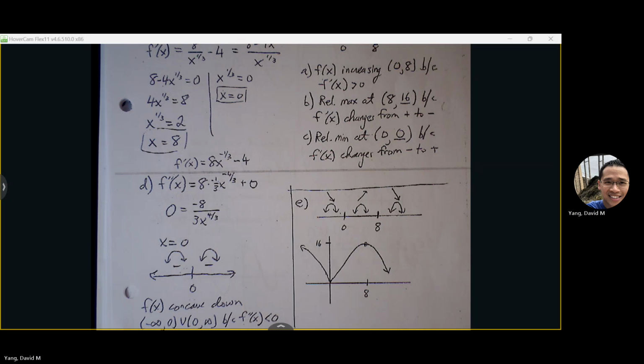So 0 is the only critical point. If I test both sides of 0, there's no change in signs, so there's no point of inflection.